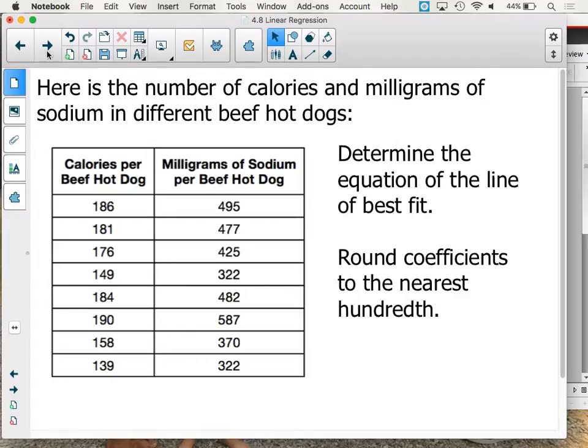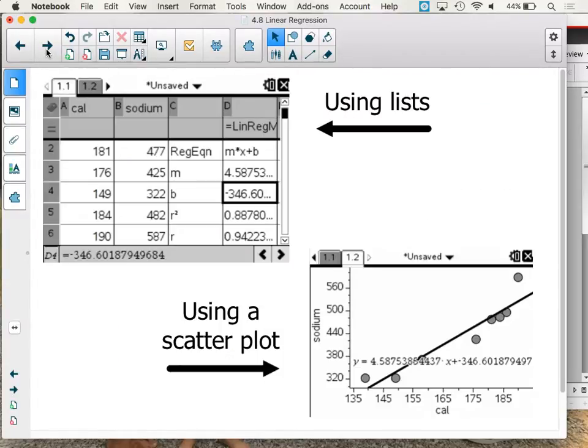So after you do that, depending on whether or not you did the lists and spreadsheets and found your M and your B values, or if you used your scatter plot, you should get a picture that looks like one of these two. Again, you don't have to do both. As long as you do one of those two, you're fine.